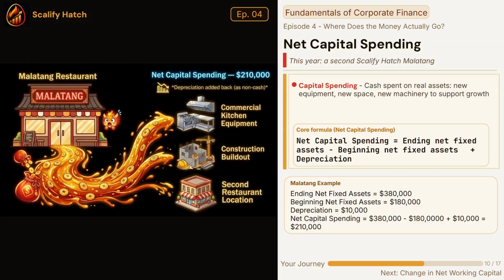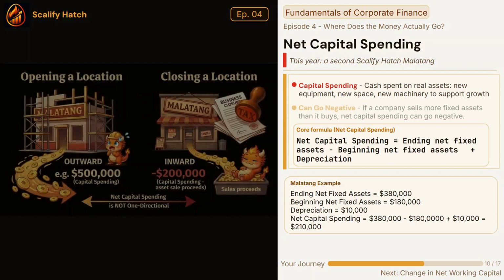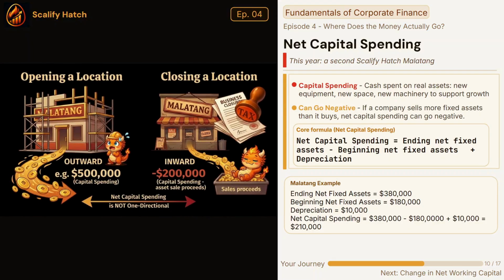And here's also something worth knowing. This number doesn't always come out positive. If a company sells off more fixed assets than it buys, let's say closing a location instead of opening one, the change in fixed assets goes negative, and net capital spending can come out negative too. It's not one directional, it just happens to be a big growth-driven number this year.